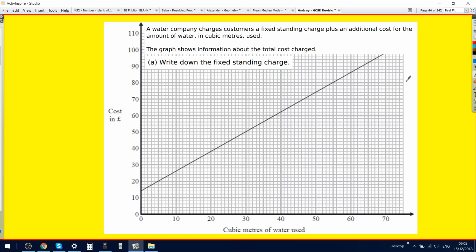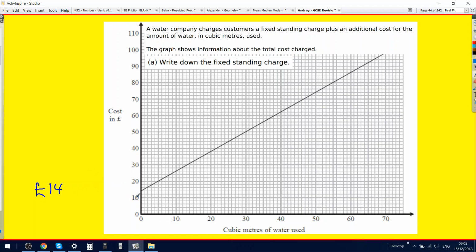I'm not exactly sure what to do. So a standing charge is how much you get charged even if you use no water. Okay. Any idea what that would be? Is it like 15 or something? Yeah, it looks like it's 14, so it might not be clear on your screen. It looks like it's 2 squares out of 5 for the between 10 and 20.